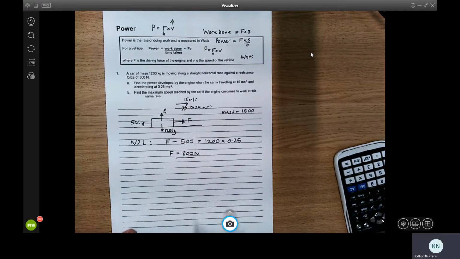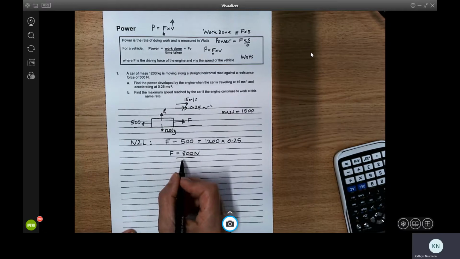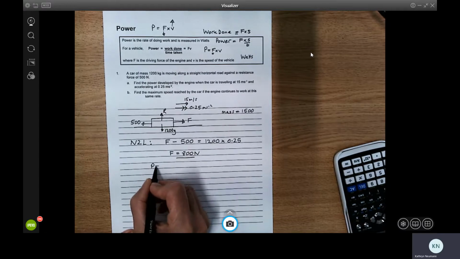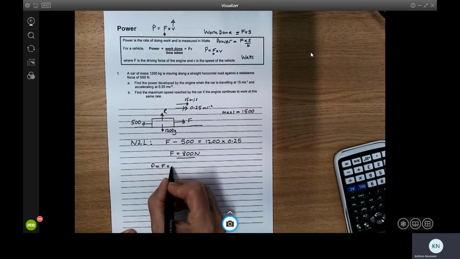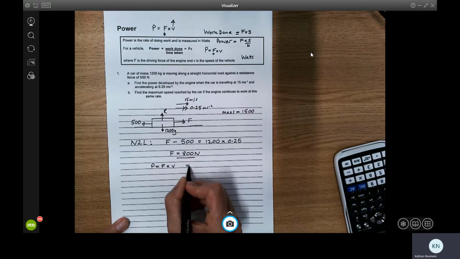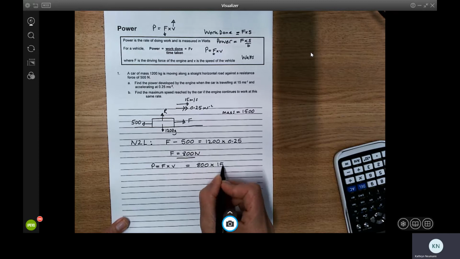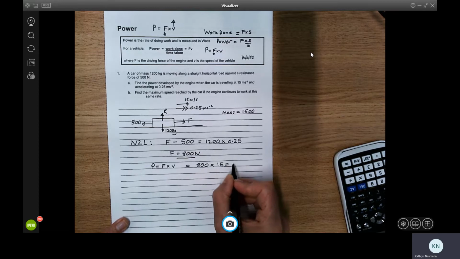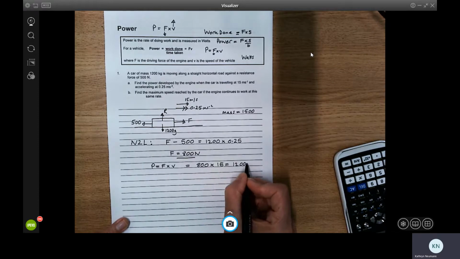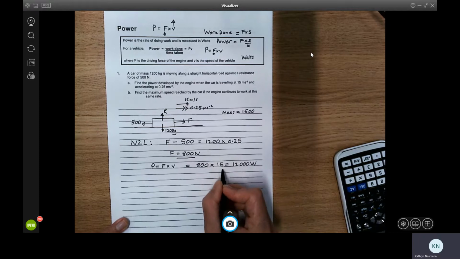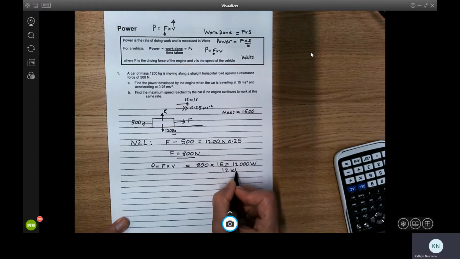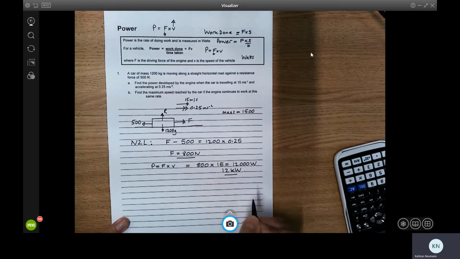So having found the forwards force, we can now find the power, because power is forwards force multiplied by velocity. In this example, that's 800 multiplied by 15. And when you work that out, you get 12,000 watts, or you might write 12 kilowatts. Just read the question. Sometimes it asks you to find it in kilowatts.